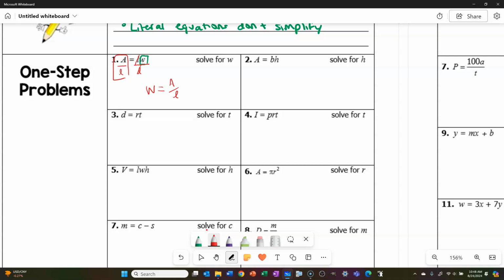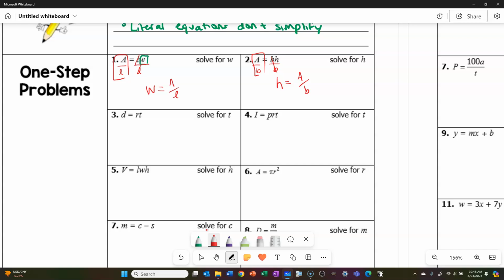So number 2 is the same thing. A equals B times H. Again, an area equals base times height. To undo times, we divide. We do the opposite operation. So that leaves me with H equals A divided by B.